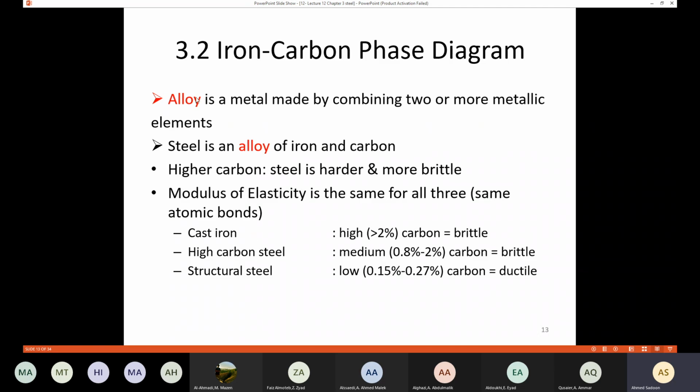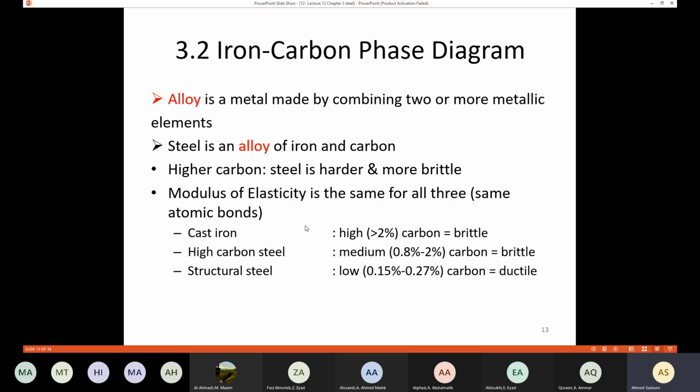Also, we have the alloy. We use the term alloy for a metal made by combining two or more metallic elements. So if you have a metal that has been produced by combining two or more elements, we call it an alloy. Steel is iron with carbon. The carbon is going to control the behavior of the steel, whether you have cast iron or high carbon steel or structural steel. The behavior here is going to be different.